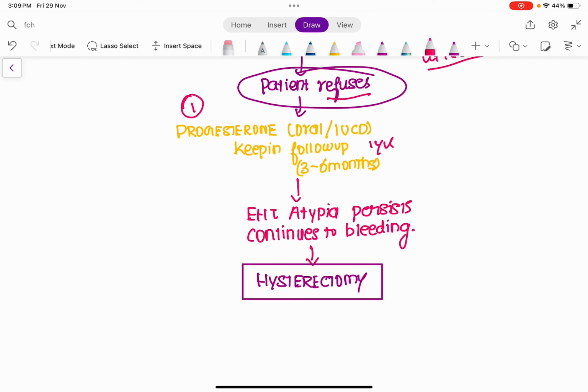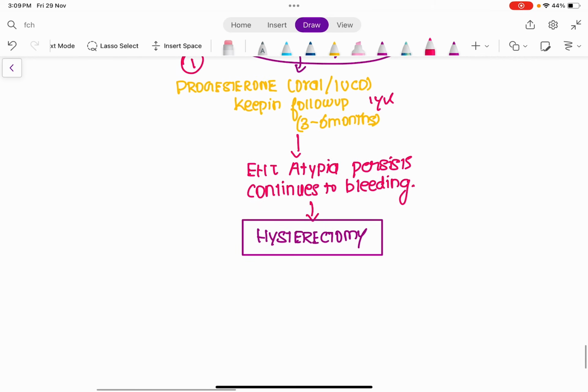biopsy. If the endometrial biopsy comes out to be the same, endometrial hyperplasia with atypia still persisting, or the patient is still continuing to bleed, in that case, it is high time you have to take some action. If you're not going to do anything, there are increased chances of progression to malignancy. So now you have to advise the patient that you already refused to do hysterectomy, so I started you with some other alternative mode of treatment. So now the endometrial hyperplasia with atypia is still persisting, and if you're not going to adopt hysterectomy now, there are increased chances that you might land up in endometrial cancer as well.